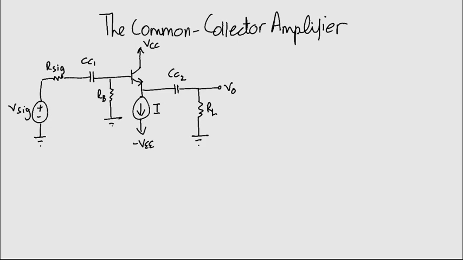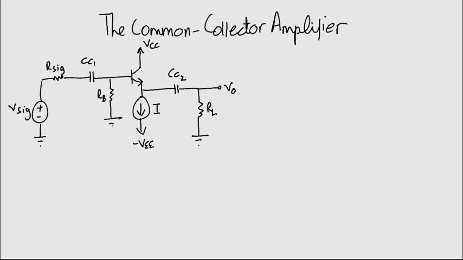Now, before we go into our usual analysis, let me make an interesting remark about this amplifier. Unlike the ones that we have seen before, this one is non-unilateral. What this means is that the input resistance depends upon the load and the output resistance depends upon R sig.